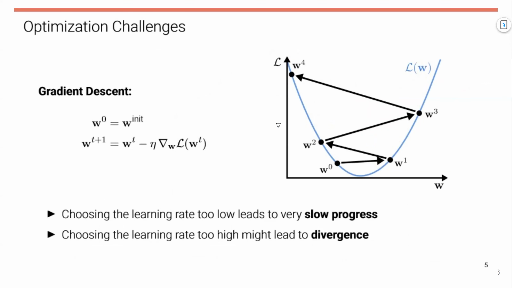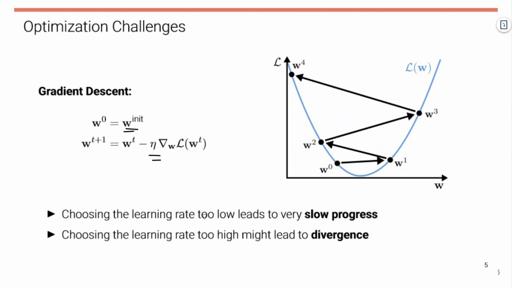Okay, and there are two issues we need to think about here. The first thing is the learning rate. And the second thing is how we initialize our weights. And we are going to talk about this in more detail in the following slides.